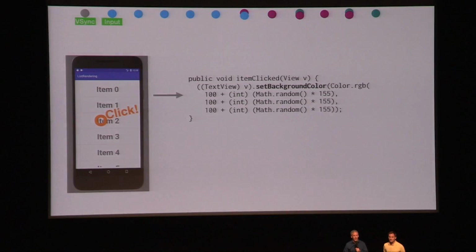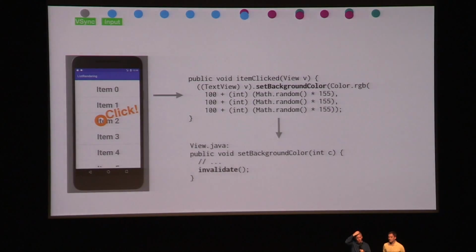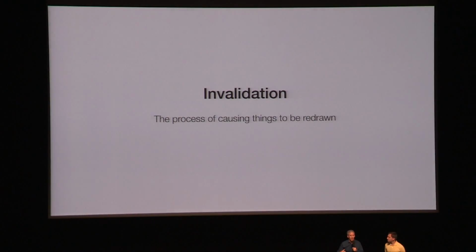But when we see that a click has occurred, then we have some logic in my really complicated app that says, okay, I need to set the background color to a random value there. When I call set background color, that is a method on view, and it does some stuff to actually change the background color of that drawable, and then it calls a method called invalidate. Invalidation is the process of telling the view hierarchy that something has changed and something needs to be redrawn. We invalidate the content of that specific view, and then that propagates through the hierarchy so that the entire hierarchy knows that something has changed and needs to be redrawn so that we can put new pixels on the screen.